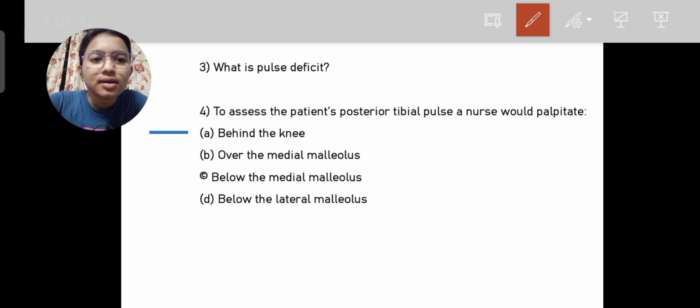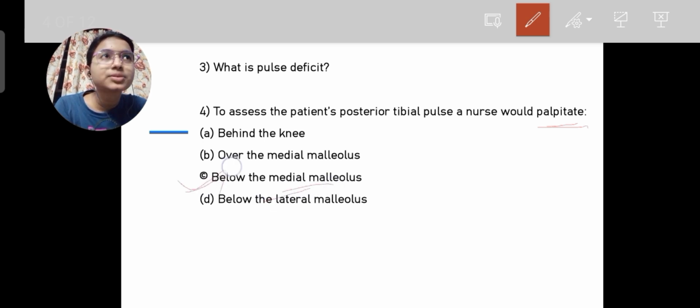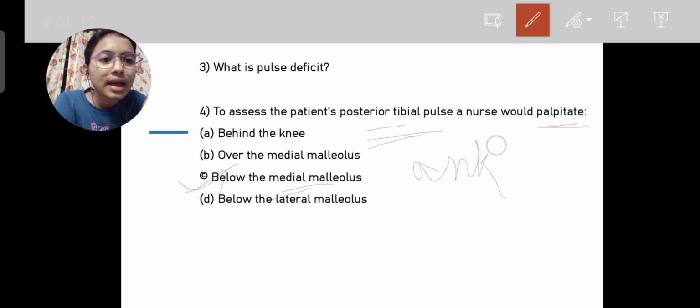Now the next question. To assess the patient's posterior tibial pulse, a nurse should palpate where? The posterior tibial pulse is located behind the knee, over the medial malleolus, below the medial malleolus, or below the lateral malleolus. What will be the answer? It will be below the medial malleolus, option C. The posterior tibial pulse is located at the inner ankle, below the medial malleolus.